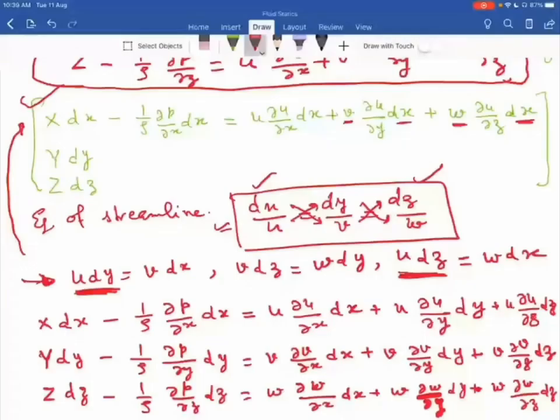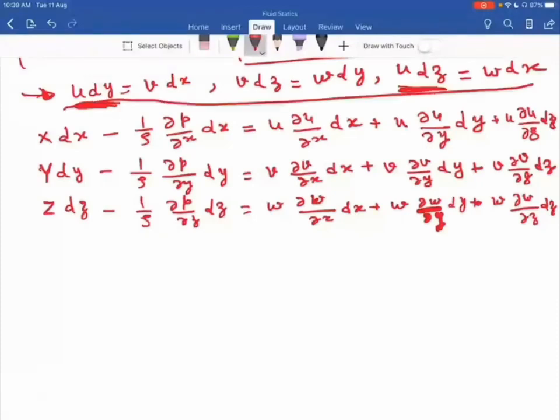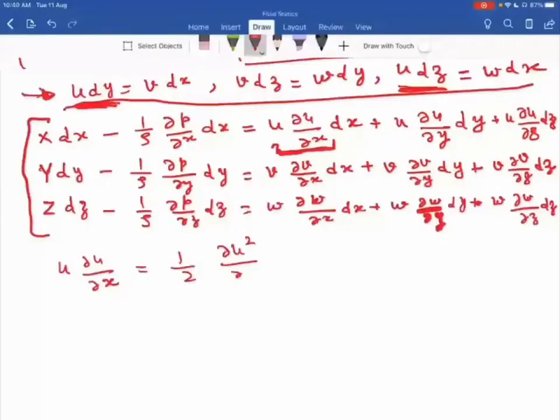ठीक है? So after writing the values of these terms, we recheck these three equations. Okay. Now in next step, I am going to write the value of u ∂u/∂x, this first term. Now this I can write as 1 by 2 ∂(u square)/∂x. I write it again, this I write as ∂/∂x of u square. ठीक है? तो जब आप इसका डेरिवेटिव निकालोगे, so it is the same term.